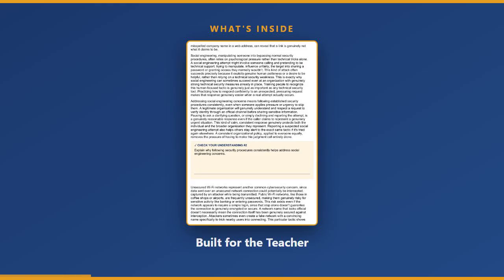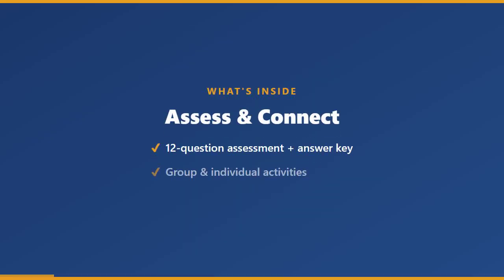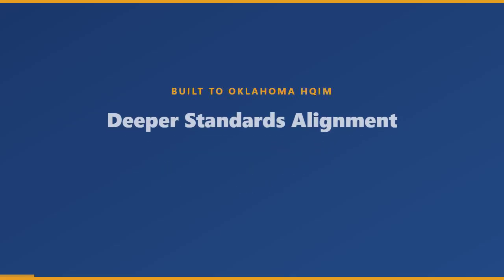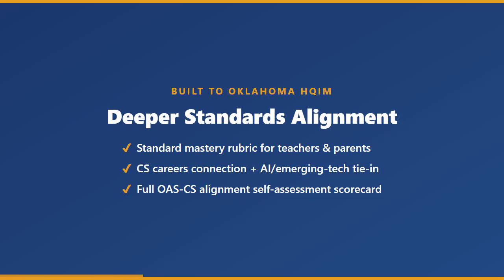Inside, a full teacher guide with pacing, misconceptions, and a scoring rubric, plus a content lesson with built-in comprehension checkpoints. This unit includes a standard mastery rubric for teachers and parents, a visual threat comparison chart, a CS Careers connection, and an AI connection, all built to the Oklahoma HQIM rubric, plus a 10-question assessment with answer key, group and individual activities, vocabulary puzzles, a family letter, and a certificate of achievement.